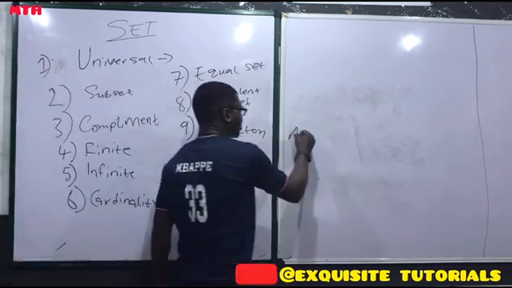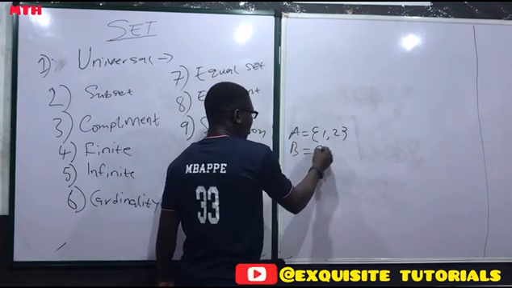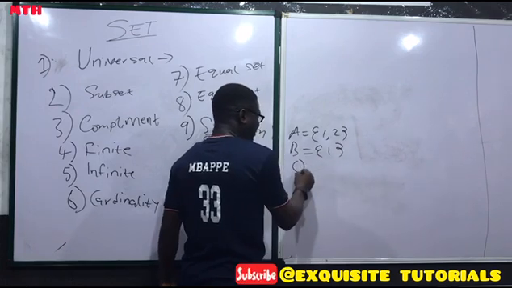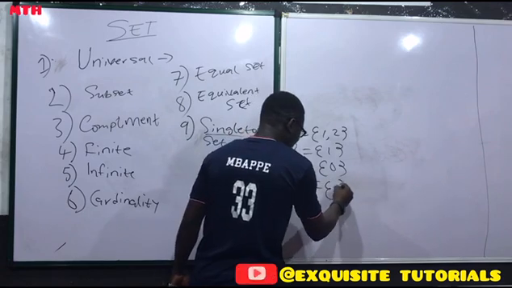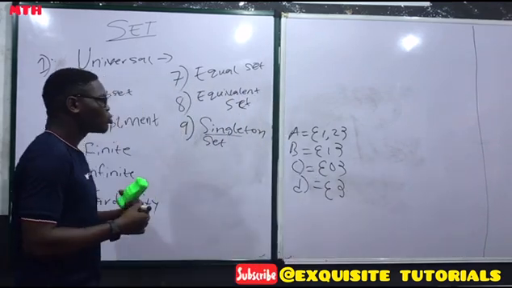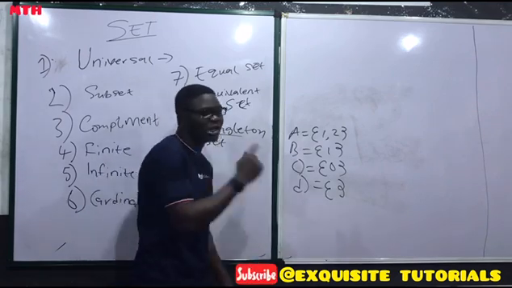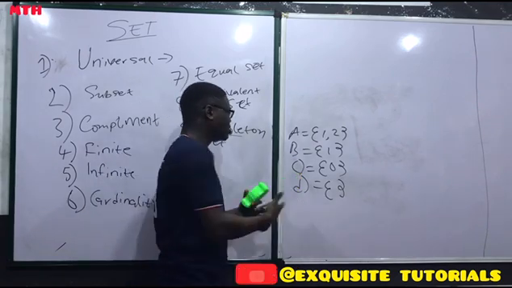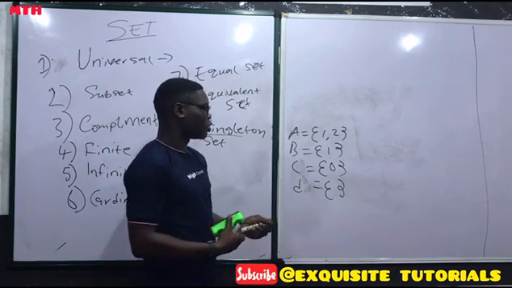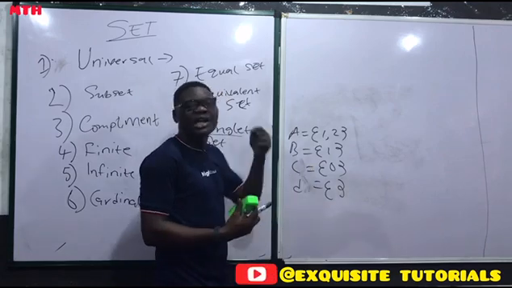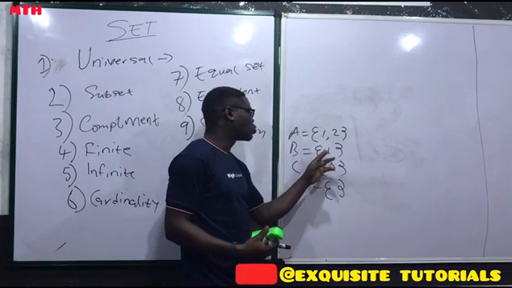So let's say we have set A with 1, 2, B, we have 1, C, we have 0, and D, we have this, empty braces. What this means is there is nothing inside here. This C has an element. The element in this set C is 0. So don't make the mistake of saying because it is 0, it does not have any element. It has an element, but the element is 0. So it has one element. This one has one element.